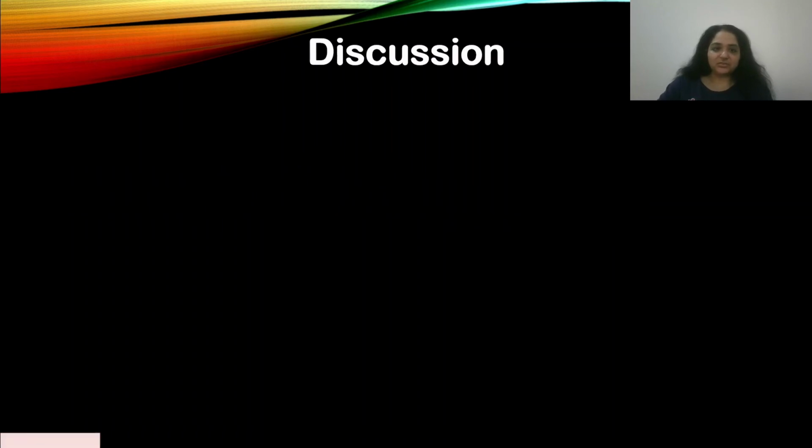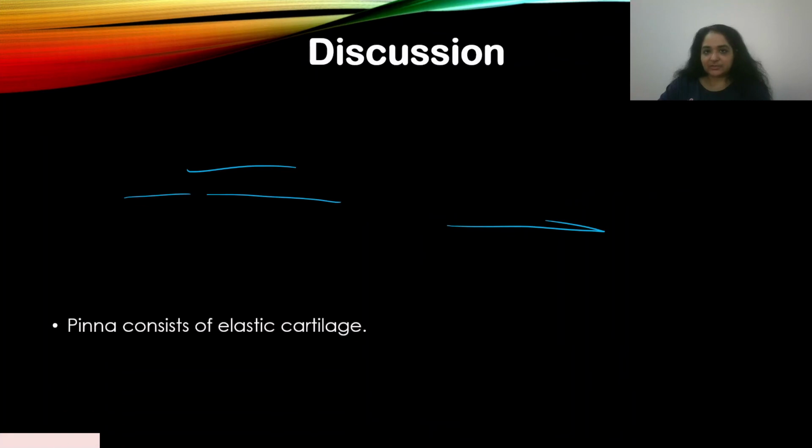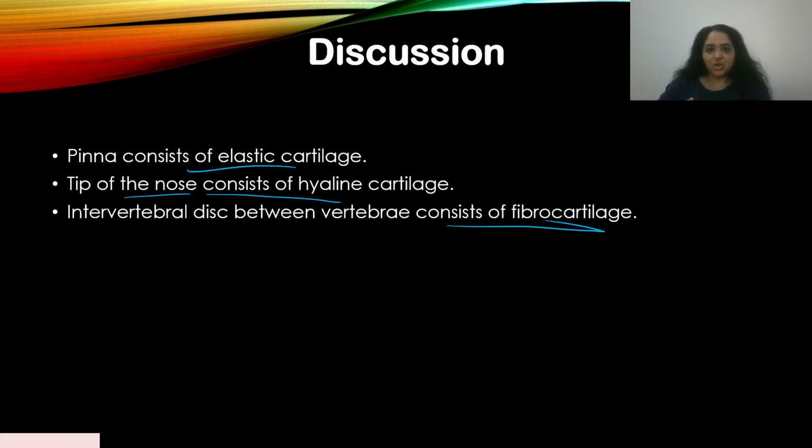If you go back to the question, ideally C should be the right answer, tip of the nose. But the vertebrae, it's not really present in the vertebrae bones, but it is present between vertebrae. So there is cartilage present there too, and it's called fibrocartilage. If they ask what kind of cartilage is present there, it's fibrocartilage.